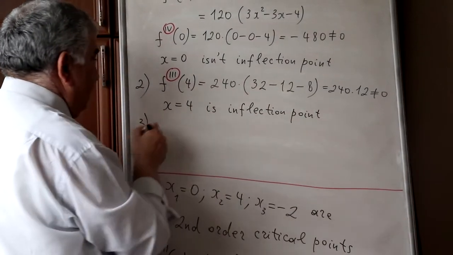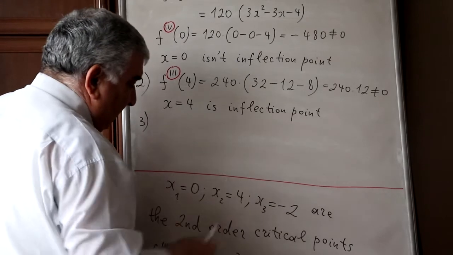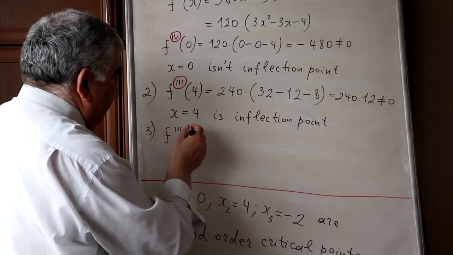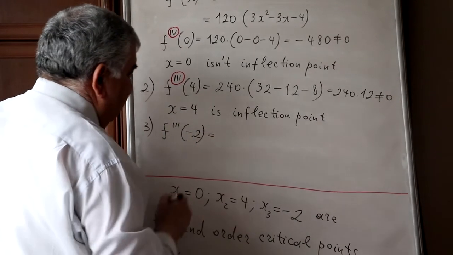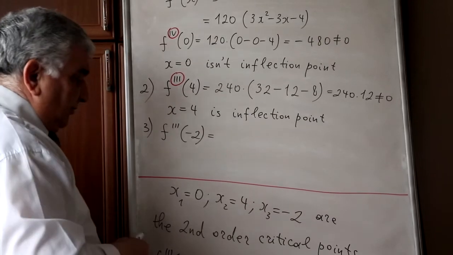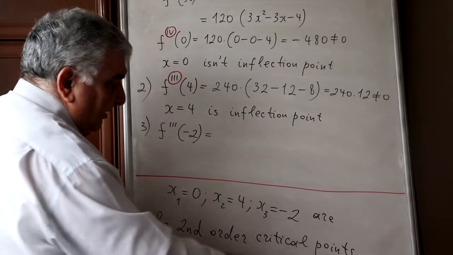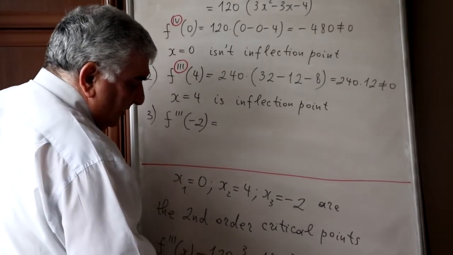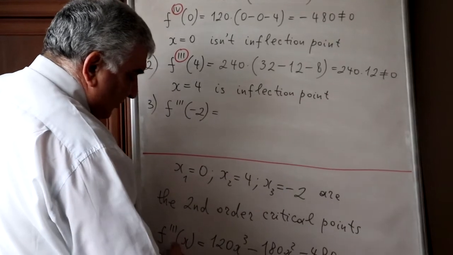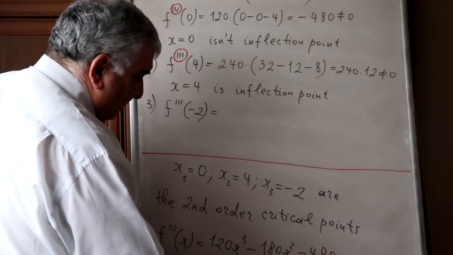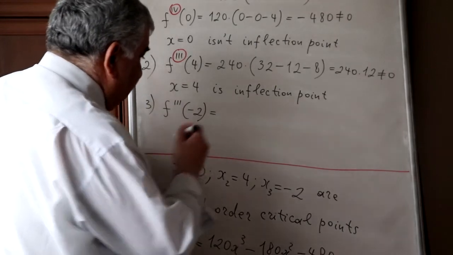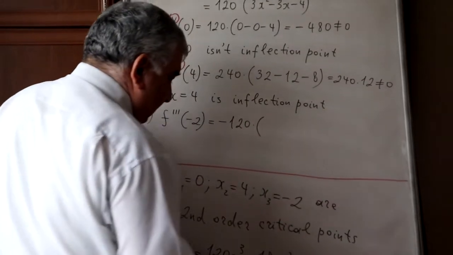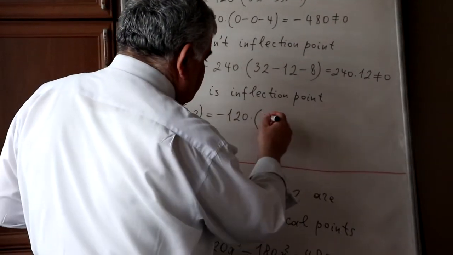And last point, then substitute. Calculate the third derivative at the point minus 2. F 3 prime at minus 2 is equal to substitute minus 2 instead of x in the factorizing expression of the third derivative. 60 multiplied by minus 2 is minus 120 multiplied by 32.